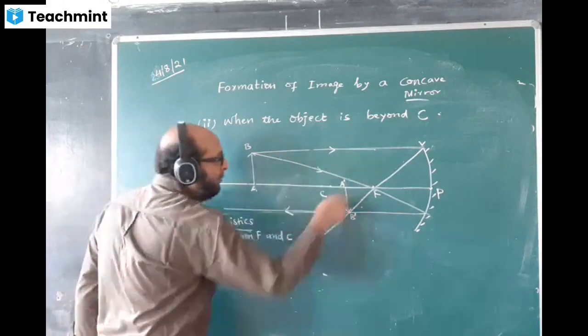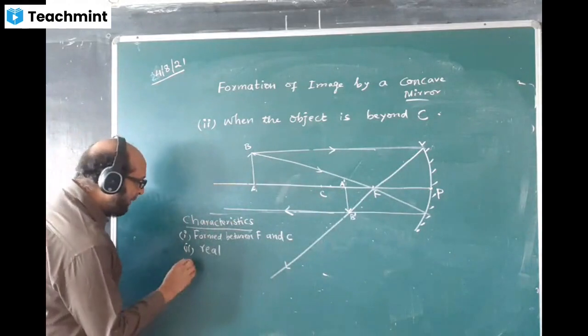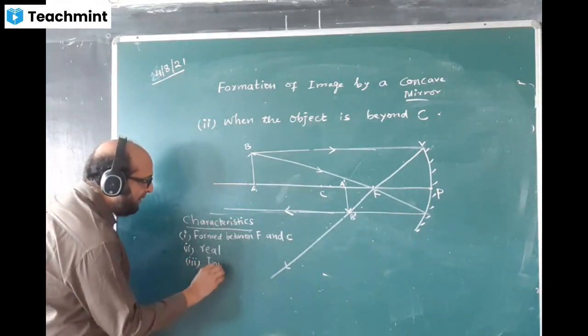The rays are really, actually emitting here. There is no dotted line used. Third point you write inverted. Real image will be always inverted. Write on inverted.